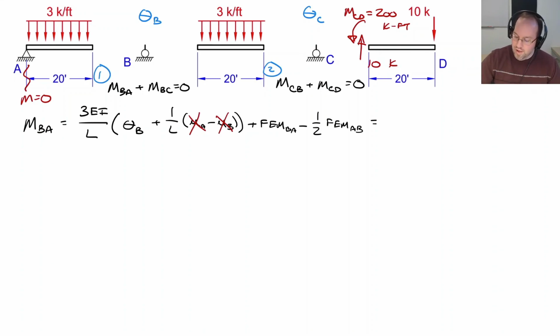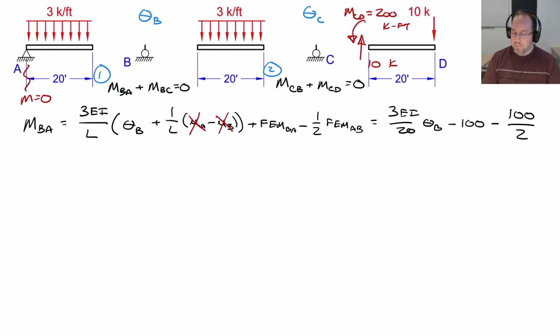And then calculating this out, this is going to be 3EI over 20 times rotation B minus 100, which is the fixed end moment at BA. That's negative 1/12 WL squared for distributed load. And then I have another minus, and this fixed end moment is going to be a positive 100. So we'll have a minus positive 100 divided by 2.